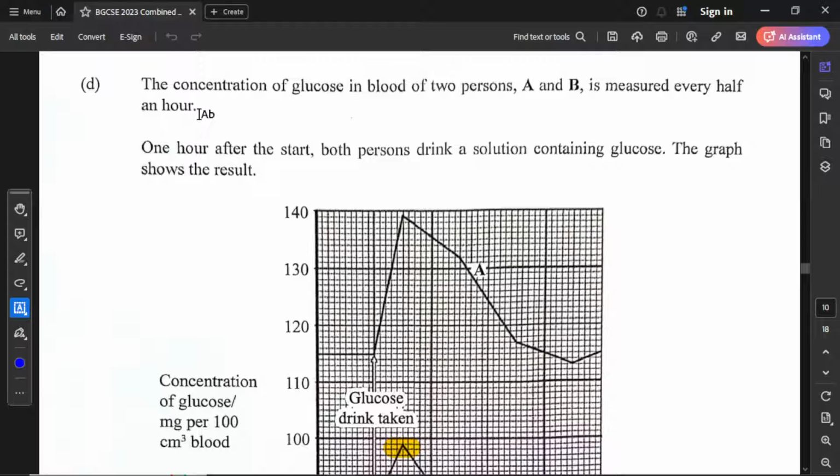Now for part D, it said the concentration of glucose in the blood of two persons, A and B, is measured every half an hour. One hour after the start, both persons drink a solution containing glucose.